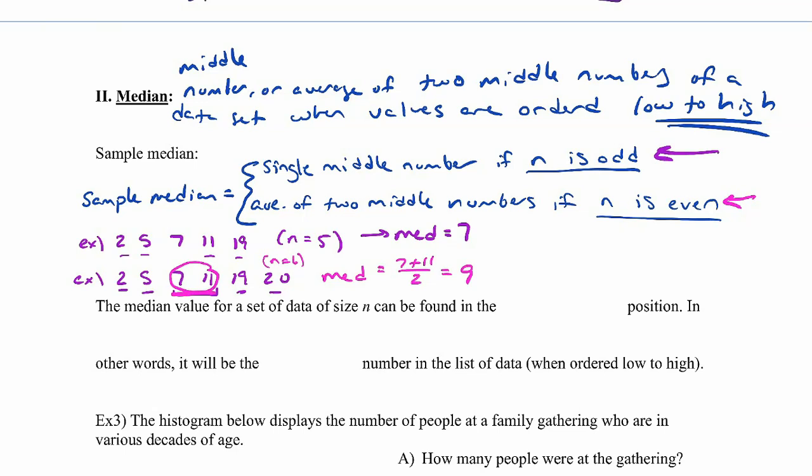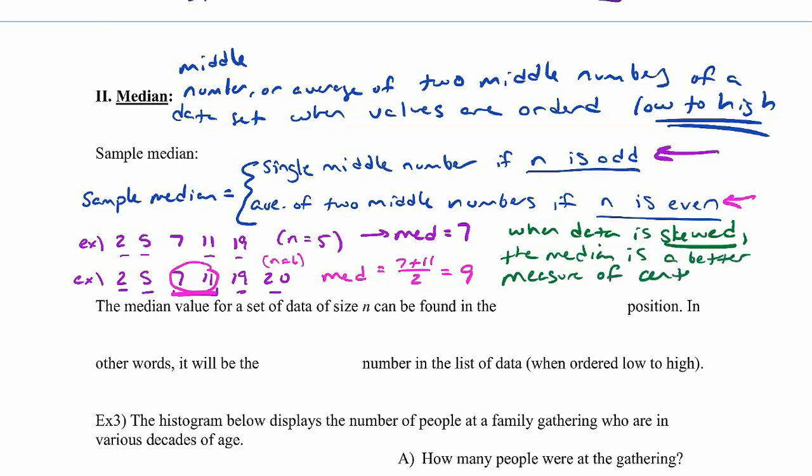Now, in general terms, just something to note. Mean and median are both measures of a typical value. When data is skewed, the median is a better measure of the center than the mean. And the reason why is because of outliers.